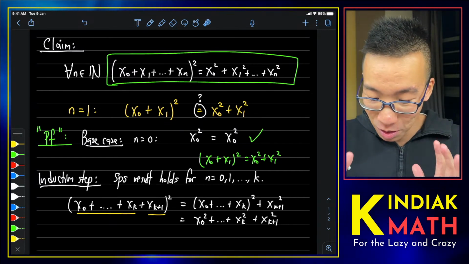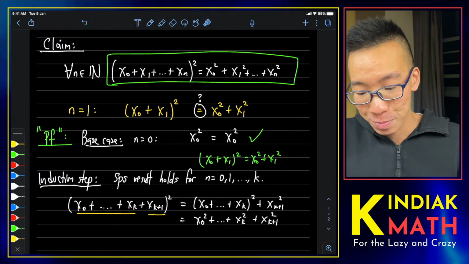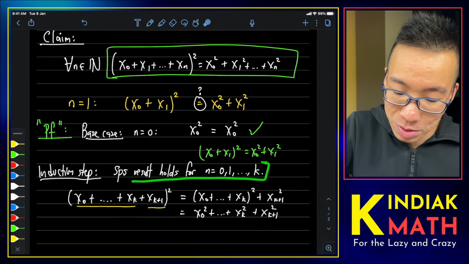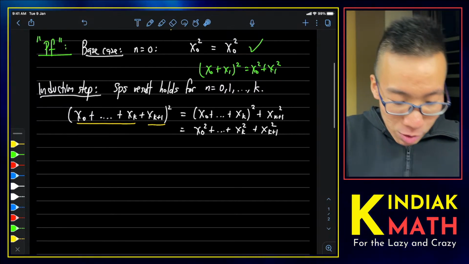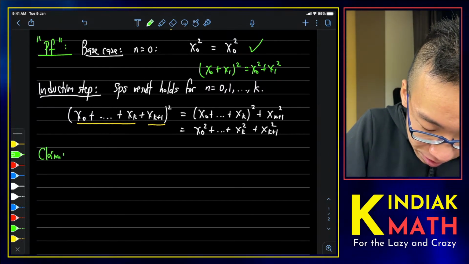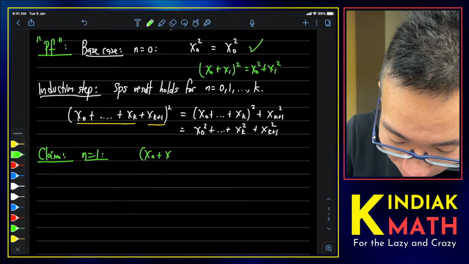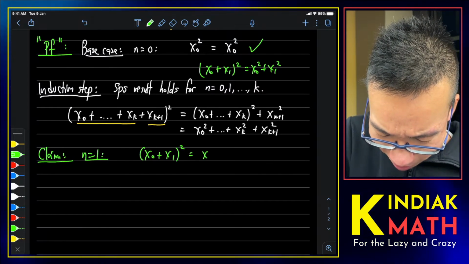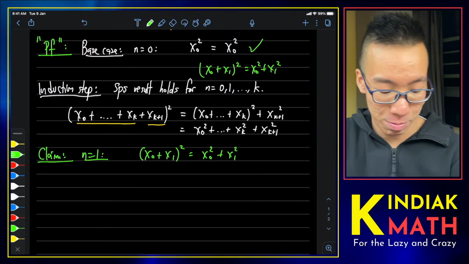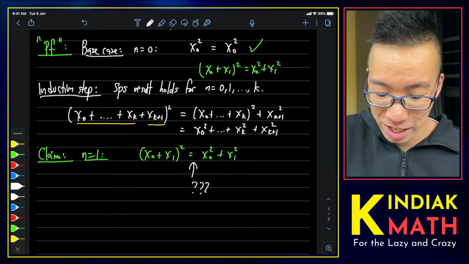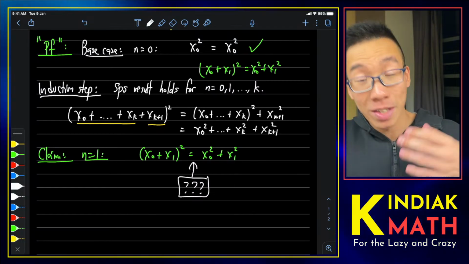For those of you who realize what's going on here, this is the step where it fails. We suppose that the result holds for n equals 0 all the way up, and so forth. So in particular, we should try to prove the case when n equals 1. In other words, we should try to prove that (x naught plus x1) squared equals x naught squared plus x1 squared. However, the base case doesn't actually prove anything over here. It doesn't actually get us anywhere. And because the base case does not get us anywhere, it turns out that this is actually false.